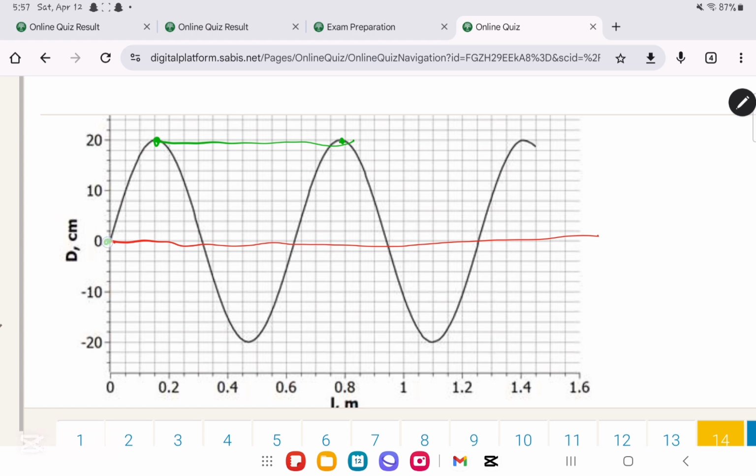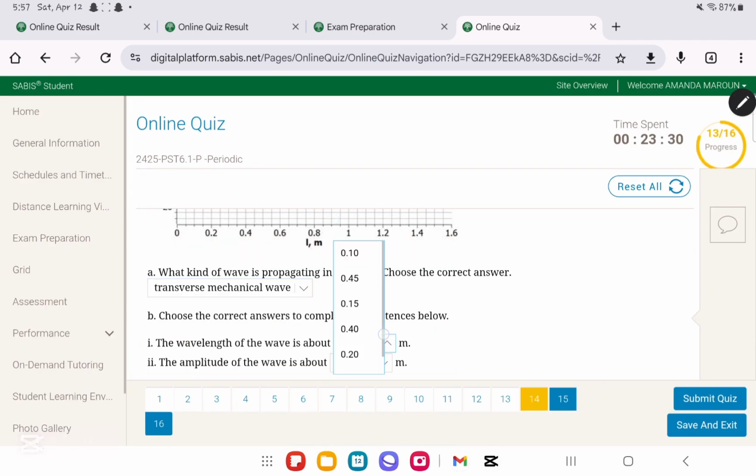Or you can take it from 0, skip this 0, take this 0 over here. It's approximately 0.63. Or you can take it from trough to trough, and then you can estimate it. But the most accurate is to take it from 0, skip this 0 and 0 over here. You will get it as approximately 0.63 meters.